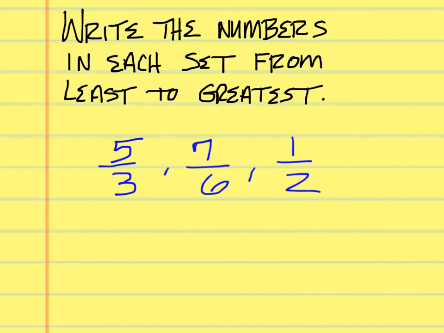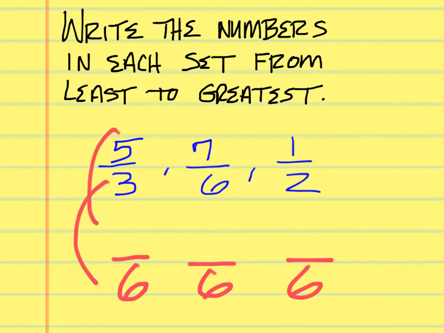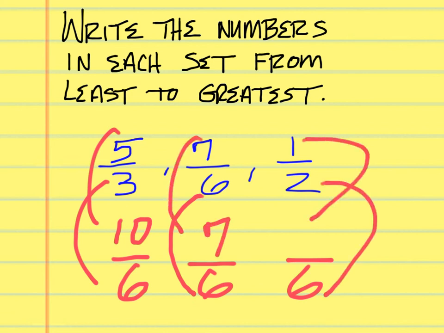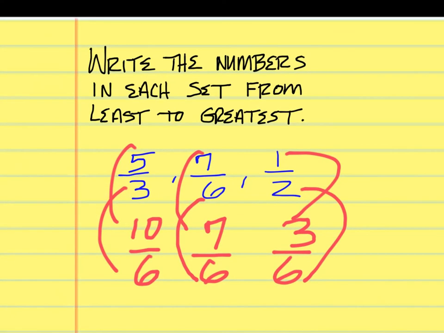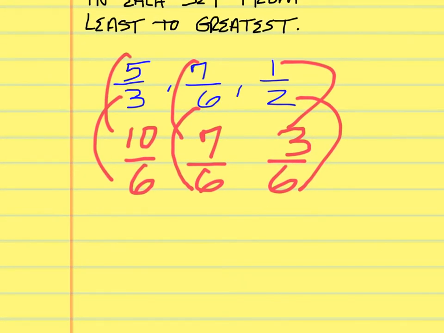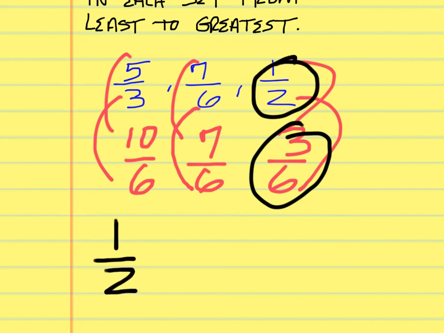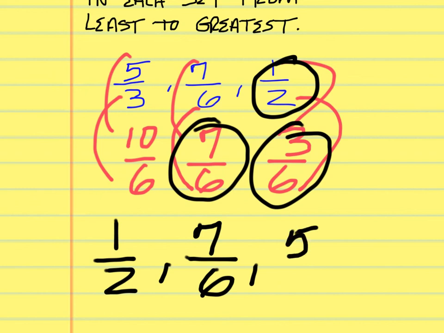The common denominator is going to be 6, 6, and then 6. And we're multiplying by 2 here, so we get a 10. We're multiplying by 1 there, so we get a 7, and by 3 here, so we get a 3. This means that the lowest one is this one, the 1/2. So it goes first. The next highest is the 7. So 7 over 6, and then the last one is 5 over 3.